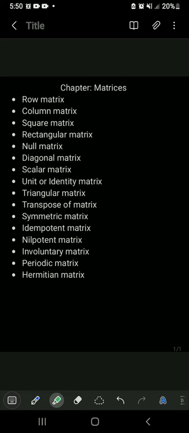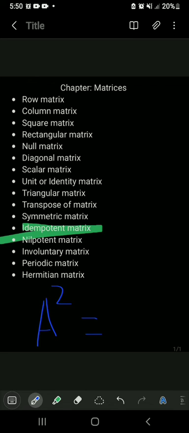If we talk about idempotent matrices, it means A square is equal to A.